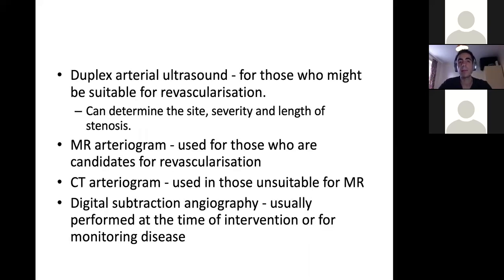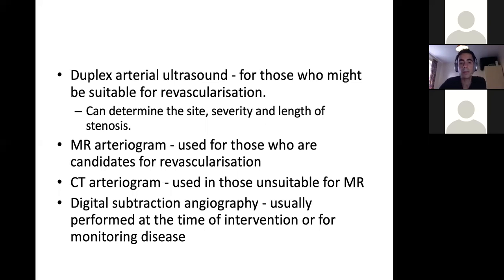Other things that we can think about are duplex arterial ultrasound, MR arteriogram, or CT arteriogram. And normally you would start off with a duplex scan and then take it from there as to whether you would do an MR or a CT arteriogram. MR really is your choice because it would help you more when you're thinking about revascularization later on. So this is a diagnostic choice, and then there'll be the therapeutic procedure later on.